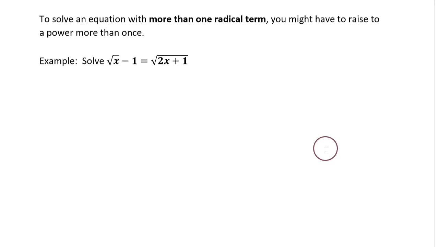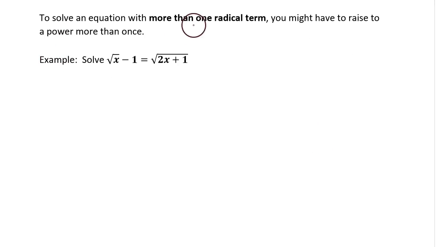Let's try one more example. To solve an equation that has more than one radical term, you might have to raise to a power more than once. Here we have an example of that. On the right side, we have our radical isolated, but on the left side, there's 2 separate terms. And there's no way to fix that right now. Like if we tried to add 1 over to this side, we would get 1 term on the left, but then suddenly we would have 2 separate terms on the right. So this is going to be a problem that takes more than one step of raising to powers.